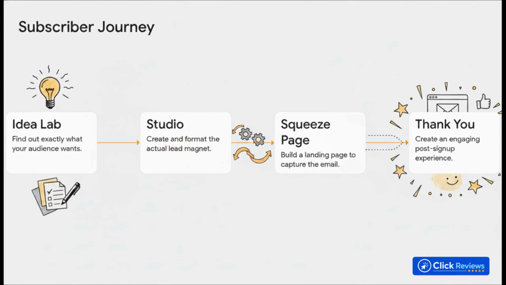First up, the Idea Lab GPT figures out exactly what your audience is craving. It passes that right over to the Studio GPT, which instantly writes and formats your guide. Then, the Squeeze Page Studio builds the actual capture page. And finally, the Thank You Page Lab locks in subscriber engagement right after they sign up. From concept to completion, it's totally seamless.